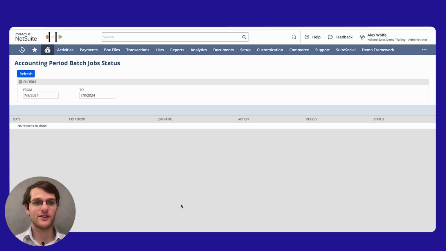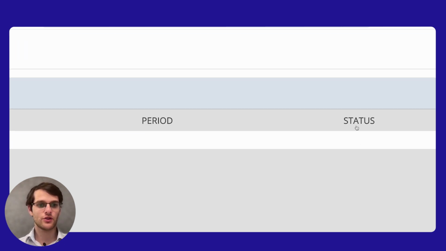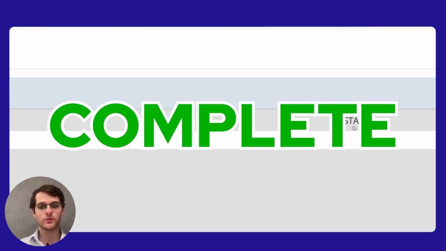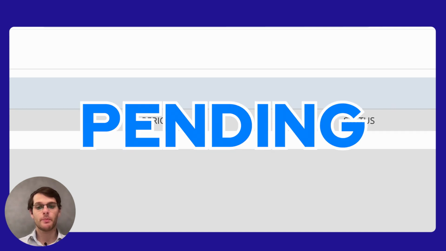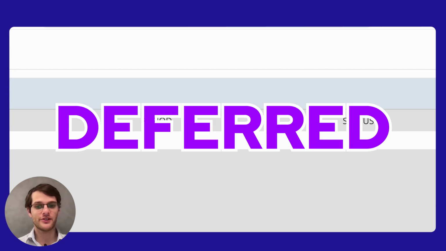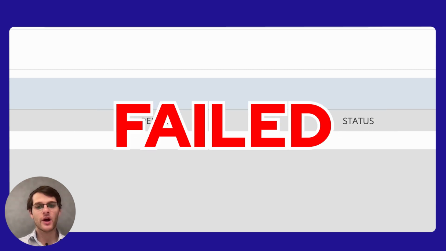Unfortunately, I don't have it in this demo environment, but the different statuses that you can see in the right-hand side column are complete when the process has finished, processing when the process is currently running, pending when the process is queued to run, and deferred when the process is delayed, and the final one, failed when the process did not complete successfully.